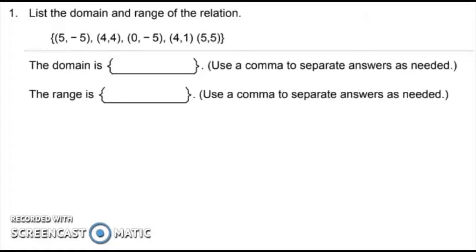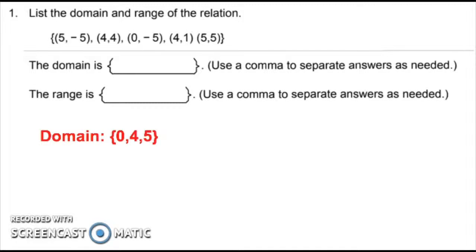Number 1, it is asking you to list the domain and range of the relation. The domain is the values of x, which are 5, 4, 0, 4, and 5. Now, you don't list the numbers more than once, meaning since there are 2 4s and 2 5s, we only list them once, and we list them from the smallest number to the largest. So the domain is going to be 0, 4, and 5.